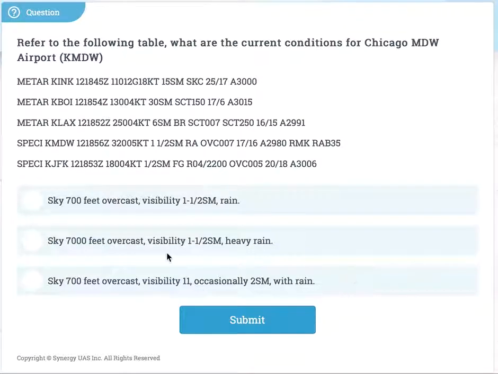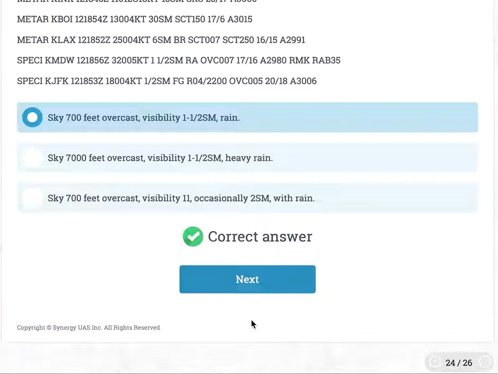So this answer is not correct. Between these two, you go back and it says 1.5 miles in rain, 1.5 miles in heavy rain. Well, if it was a heavy rain, it would have a plus symbol next to this RA. So that means this answer is out. I can also eliminate this one because it's asking 7,000 feet overcast. And again, because the overcast symbol here is 007, that's 700 feet. So therefore, the correct answer is 700 feet overcast, visibility 1.5 miles in rain. Okay, there you go.